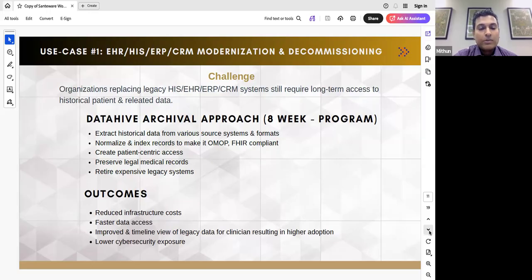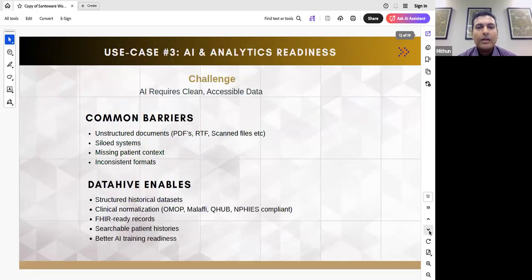As I said, the outcomes: reduced infrastructure cost, faster data access. You have the viewer, you can see the patient timeline, everything is available under one roof. Clinicians don't have to depend on IT teams to get access to the legacy data. Lower security risk because you have already decommissioned your legacy system, and right now you just have to manage one system that houses all that data for you. So that's a very common and typical use case of data modernization or application modernization.